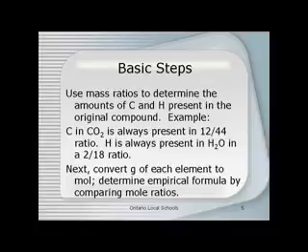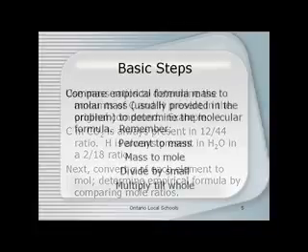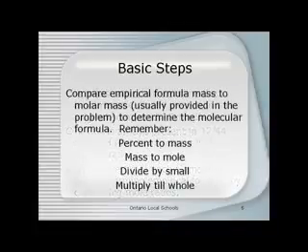After we determine the mass of the carbon and hydrogen using these mass ratios, we'll next convert the grams of each element to moles. And once we have them in moles, we can determine the empirical formula by comparing the mole ratios. Once we have the mole ratios, we can write the empirical formula for the substance and then compare the empirical formula mass to the molar mass. The molar mass is usually provided in the problem, and we'll determine the molecular formula if we're given a molar mass that does not match the empirical formula mass.